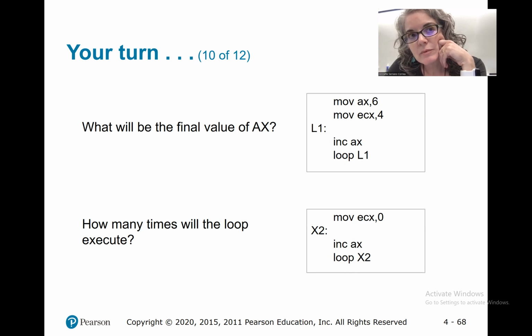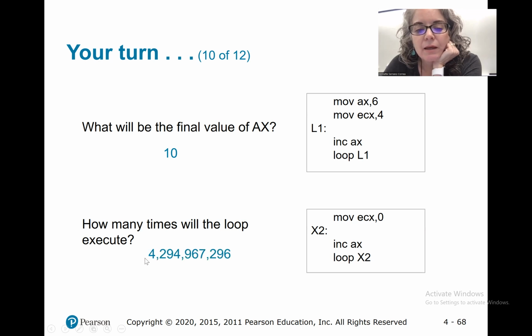And it actually stops at like 4 billion something. So it will eventually stop, but it will execute over 4 billion times. So final value is 10. And this will stop at 4,295,967,296. That's how many times it will loop.